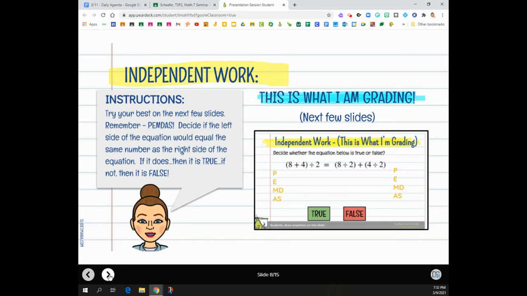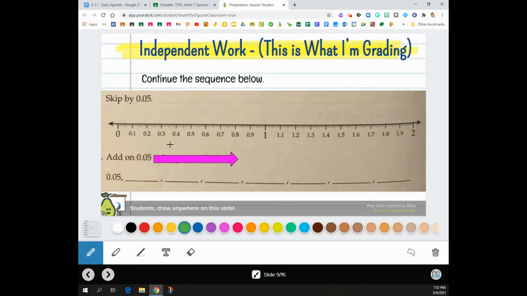So on the slides that I'm grading, anything with this yellow title at the top is going to be a slide that I'm grading, okay?